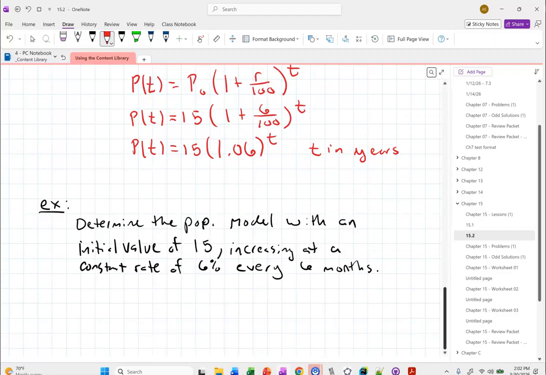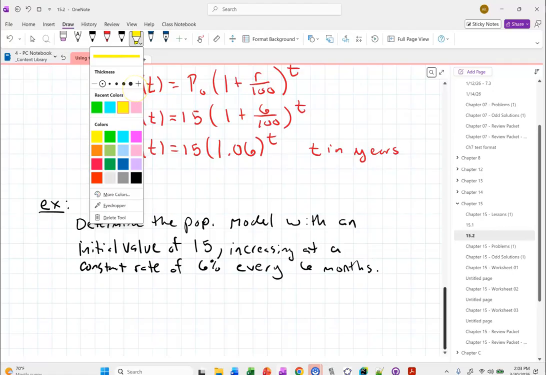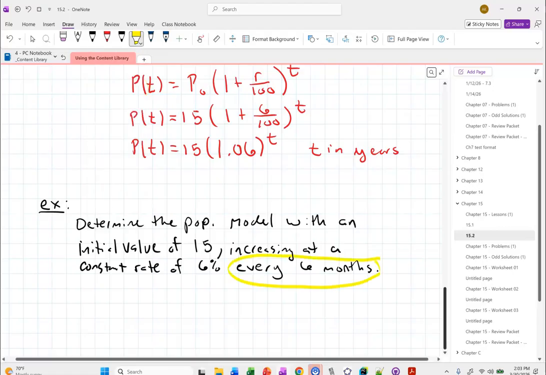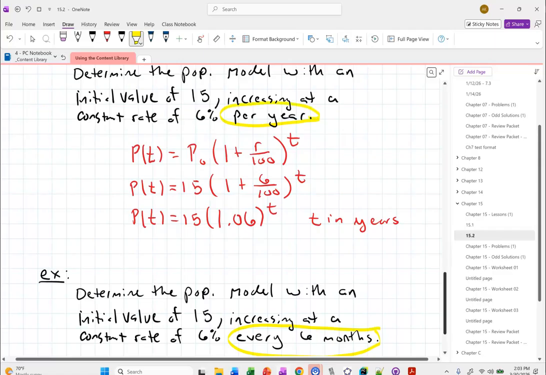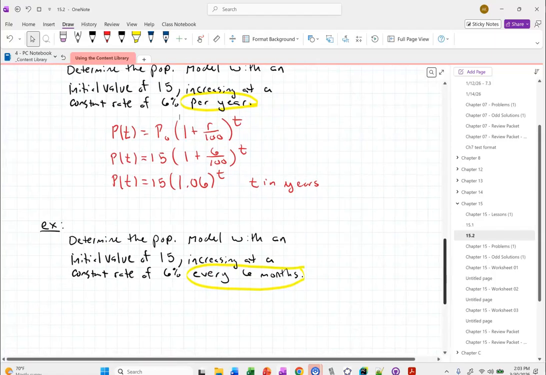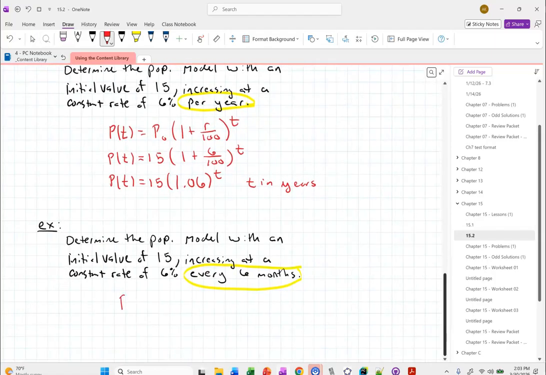Next example. Take a read here. It says determine the population model with an initial value of 15, increasing at a constant rate of 6% every 6 months. What is the only difference here? 6 months versus a year. So you multiply it by 2, right? This is a year, but it says every 6 months.